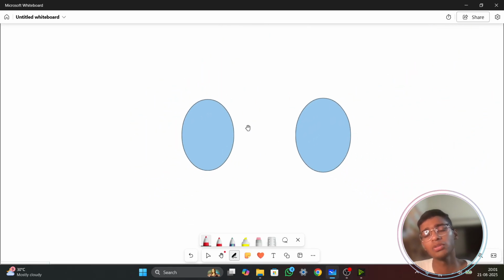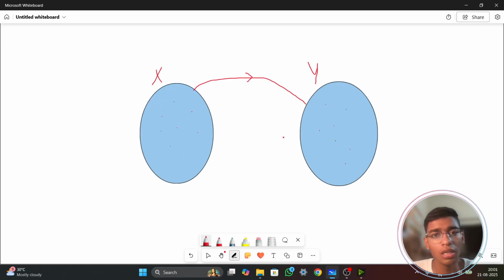Now you're seeing these two eggs, which are not eggs actually. They are my two sets, say X and Y. We have already learned that every mapping from this set X to set Y will be called a function if for every value in X we are having some unique image in Y. So let's assume we are having some term, say small x here. This is capital X, this is capital Y. We are having some small x here, and we are having another term, say a here.